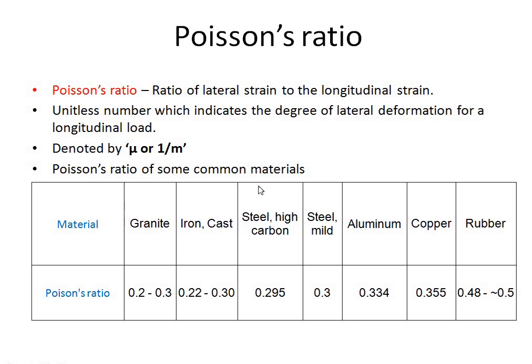Poisson's ratio of some of the common materials is mentioned below. Granite, the value is between 0.2 and 0.3, and cast iron, the value is 0.22 to 0.3. High carbon steel, the value is 0.295. Mild steel, it is 0.3. Aluminum, it is 0.334. Copper, it is 0.355. Rubber, it is 0.48 to 0.5, nearly equal to 0.5.